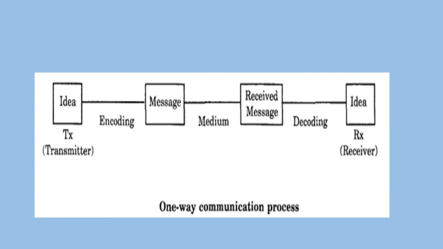So you can see in this figure, it is called one-way communication process because here the message is drafted and then through a medium, and then it is received, and then it is decoded. But here you can see that there is no feedback in this process of communication, so that's why it is called one-way communication process.